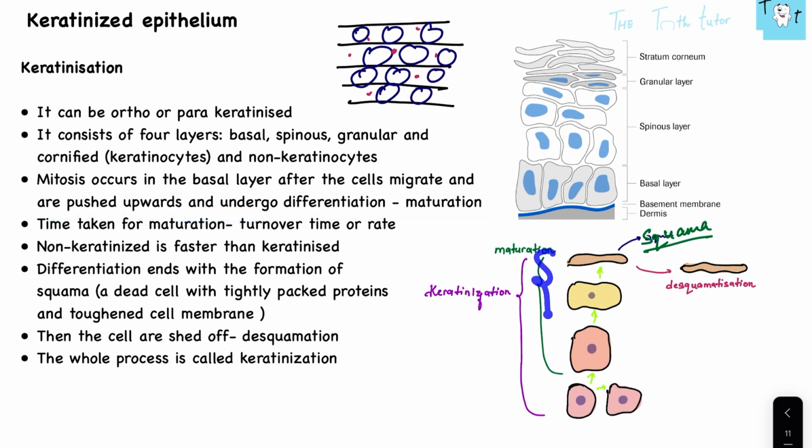This process of differentiation: I told you that the basal cells undergo mitosis and move upwards, and some biochemical changes take place. Those biochemical changes are differentiation, and this entire process of differentiation is called maturation. Okay, the time taken for maturation is called the turnover rate. Turnover of non-keratinized epithelium is faster than that of keratinized epithelium. Differentiation ends with the formation of a squama, a dead cell, and shedding off. Okay, so the squama will shed off. That's how keratinization will end.